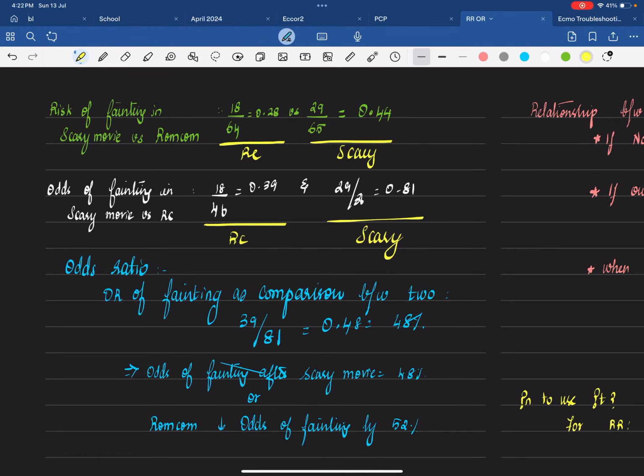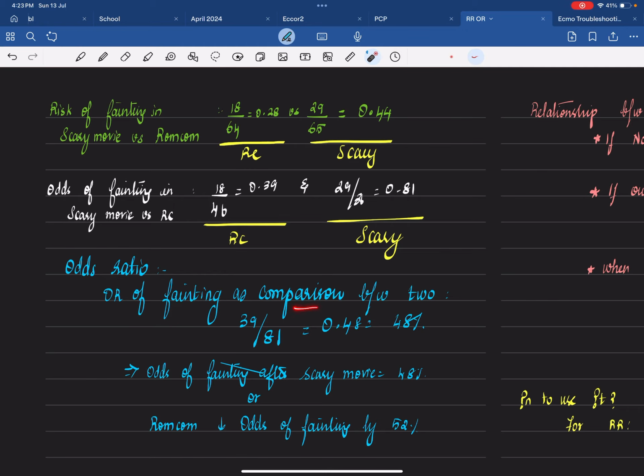Now let's look at odds ratio, OR. When you look at OR, what do you want to know? This is the odds of fainting individually. In a rom-com, it is 0.39. Scary movie, it is 0.81. So you want to know the odds ratio comparing scary movie versus rom-com, or rom-com versus scary movie.